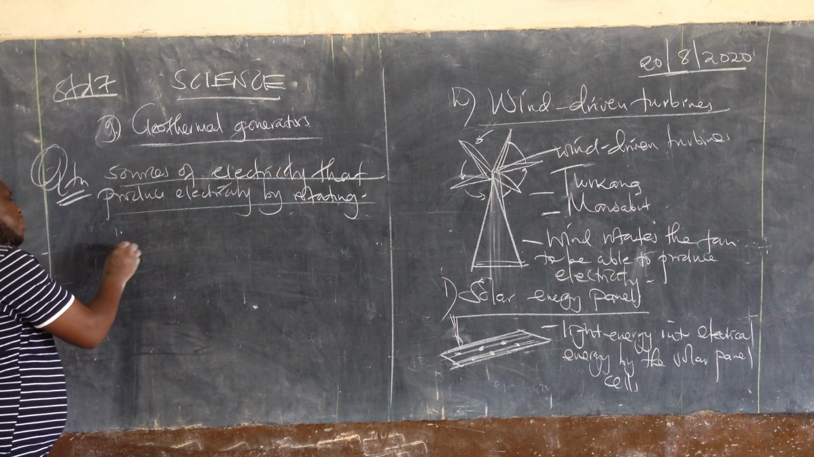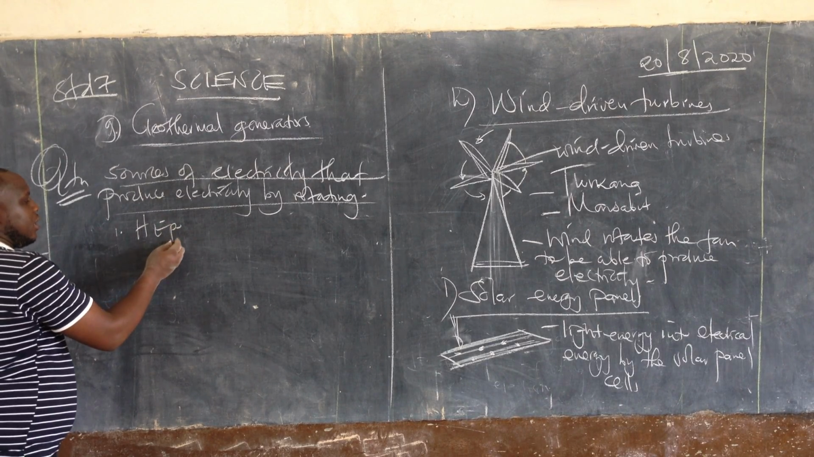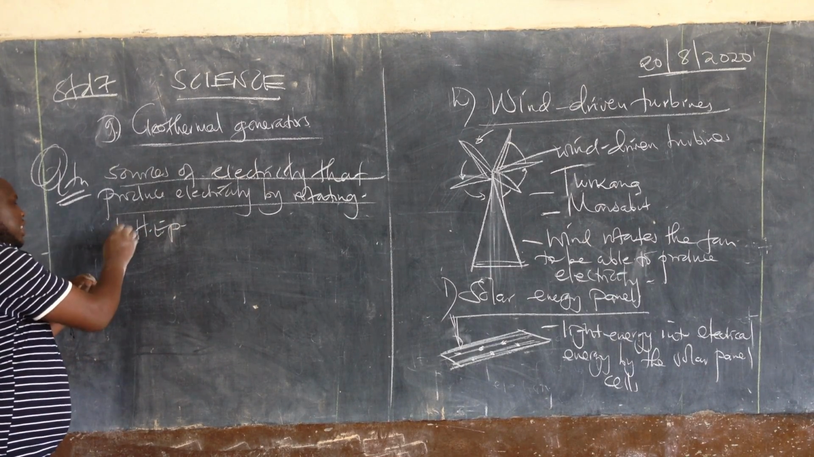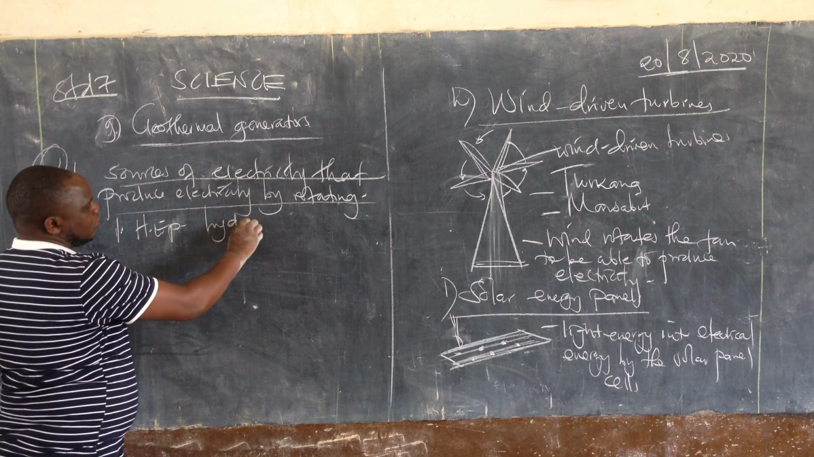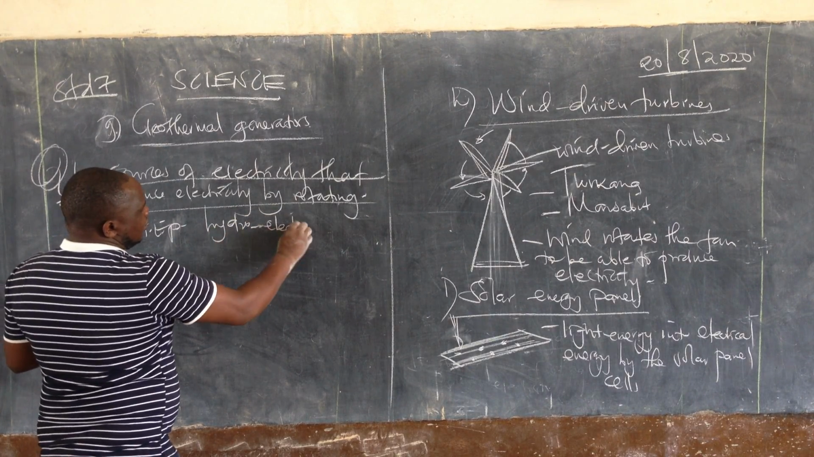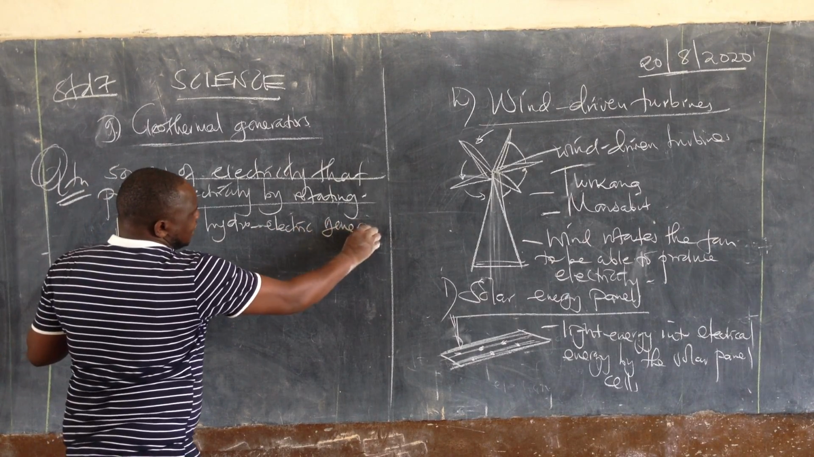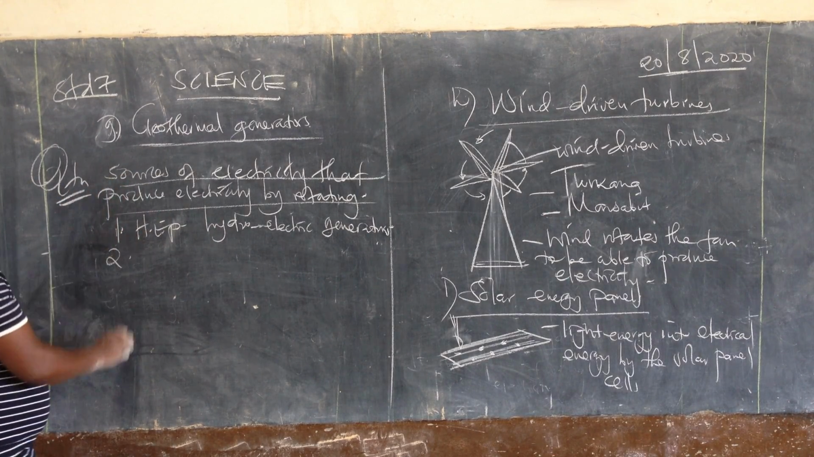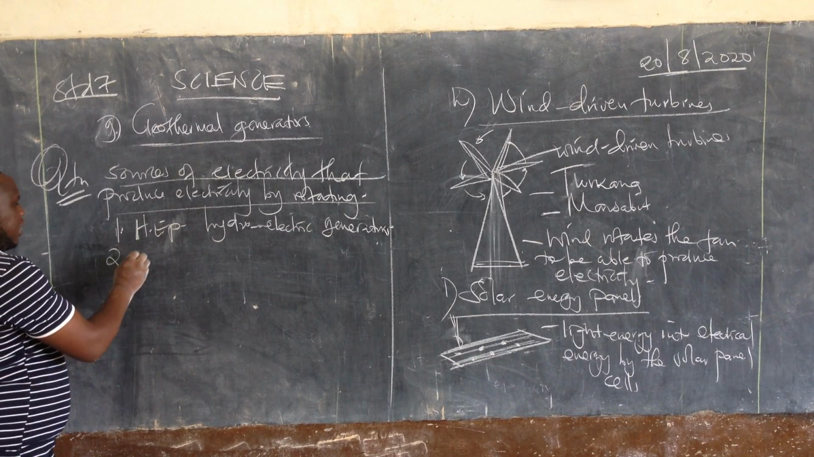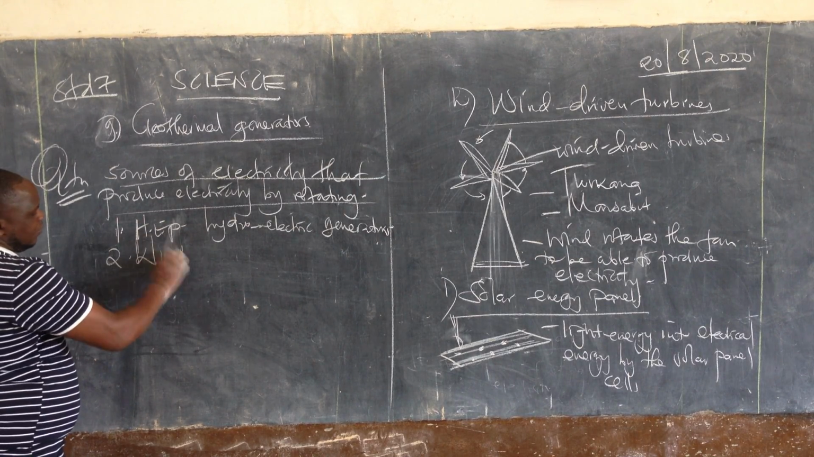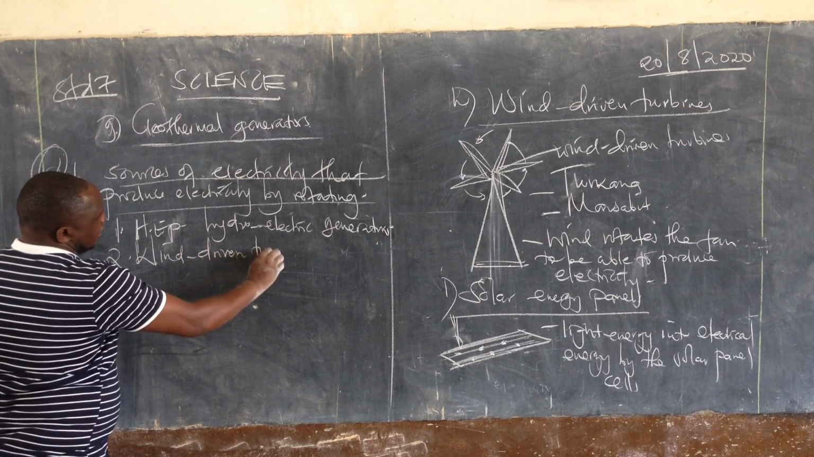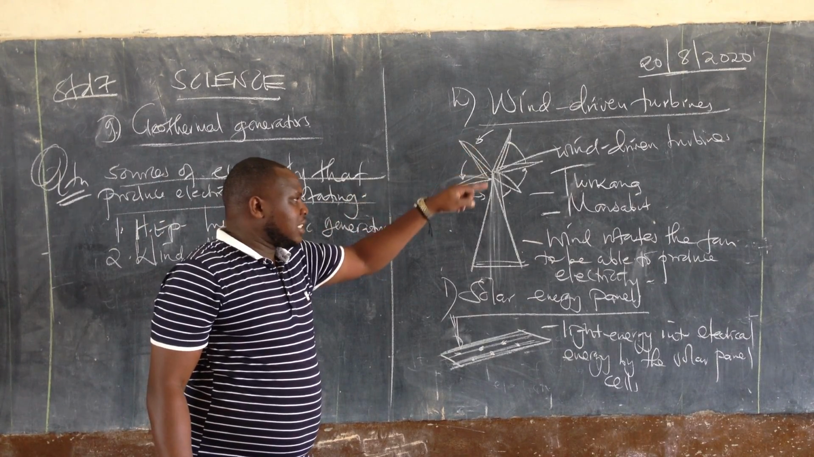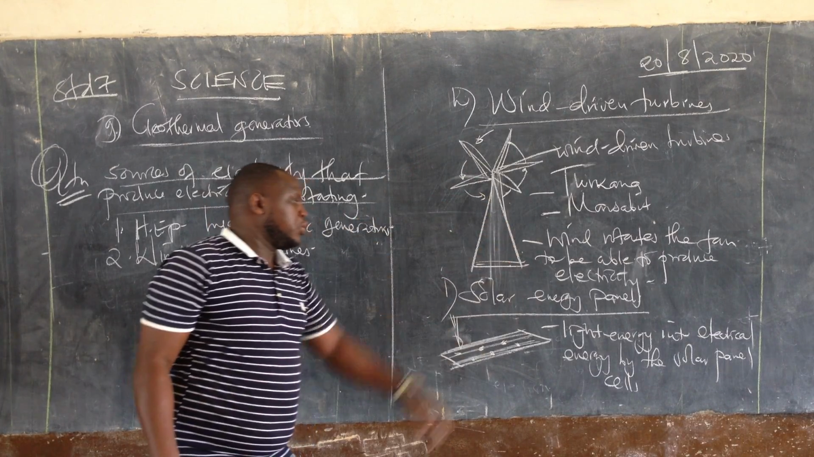Number one, we will begin with the hydroelectric power, which is generated by hydroelectric generators. They must be able to rotate to be able to produce power, and they produce current electricity. Number two, we have the wind-driven turbines. They produce electricity through rotation. They must rotate the fans to be able to produce electricity.